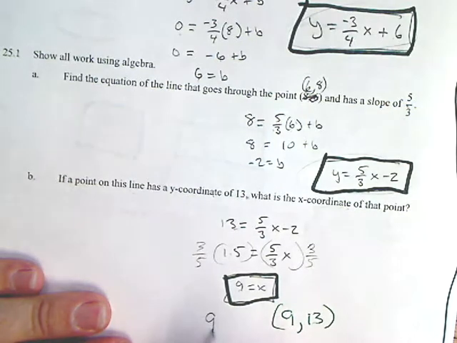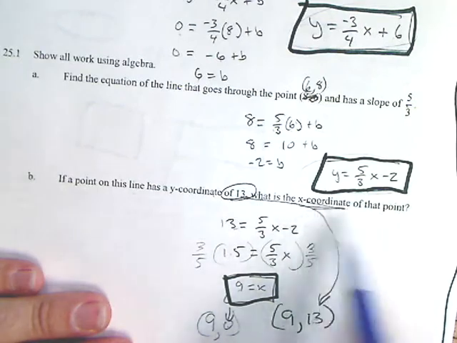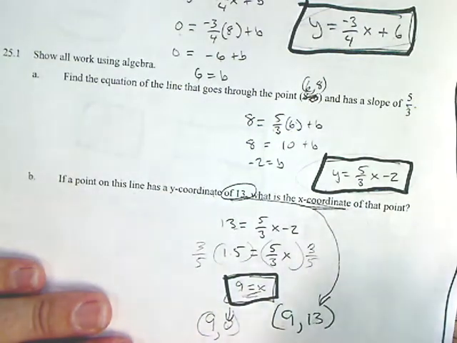I saw a lot of these wrong answers. The y is not 0, the y is 13, just like it said. So if you write it as a point, you would write it that way. But it only asks for the x-coordinate, so I just left the x.